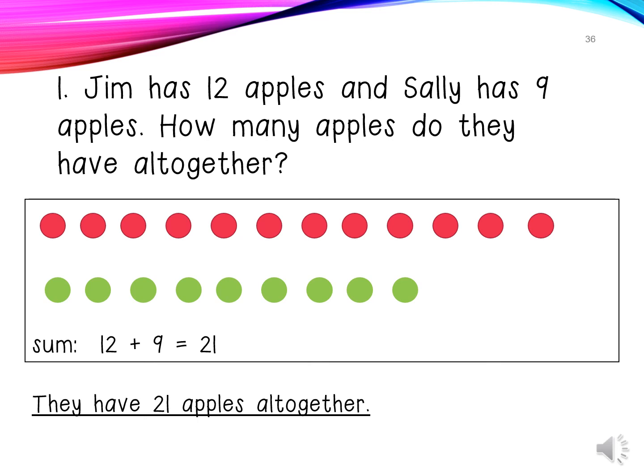Let's count the red apples. 1, 2, 3, 4, 5, 6, 7, 8, 9, 10, 11, 12. Now let's count the green apples. 1, 2, 3, 4, 5, 6, 7, 8, 9. So you can see I have 12 on the top and 9 at the bottom.